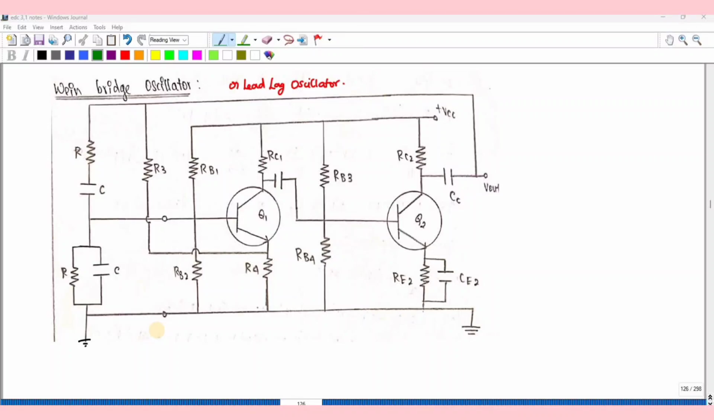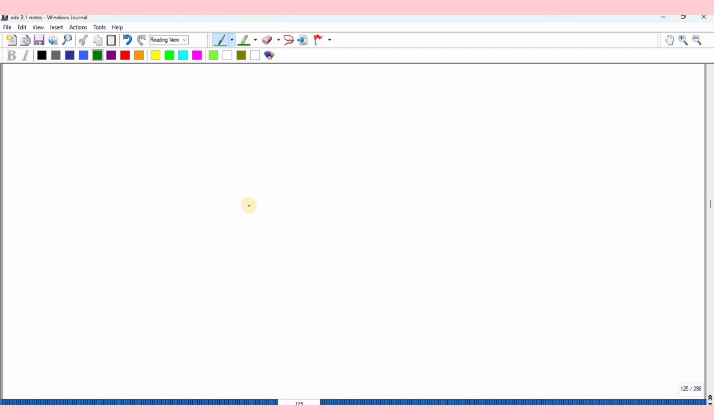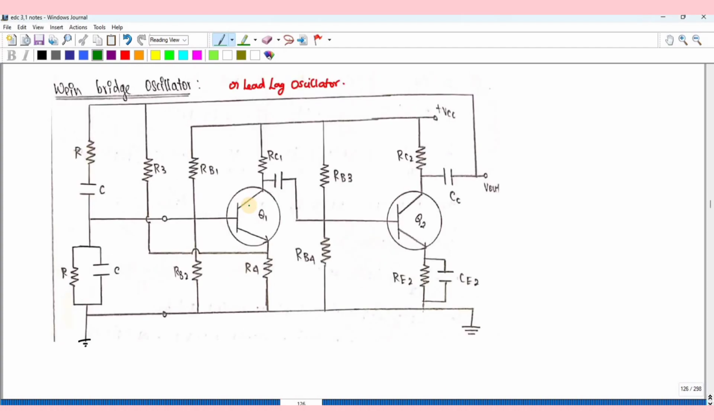In this video, we are going to discuss the Wein bridge oscillator. This is also called the lead lag oscillator. The circuit consists of two RC coupled amplifier stages. This one will produce a 180 degree phase shift, and this one will produce another 180 degree phase shift. So in total it produces a 360 degree phase shift, or 0 degree phase shift.